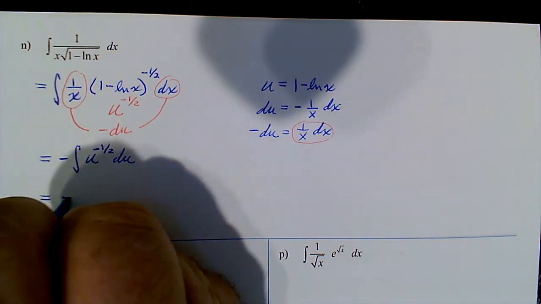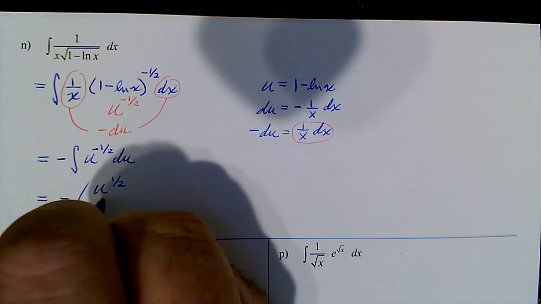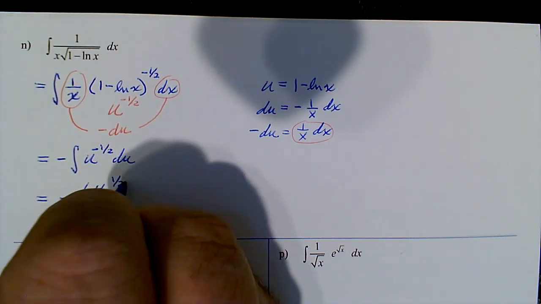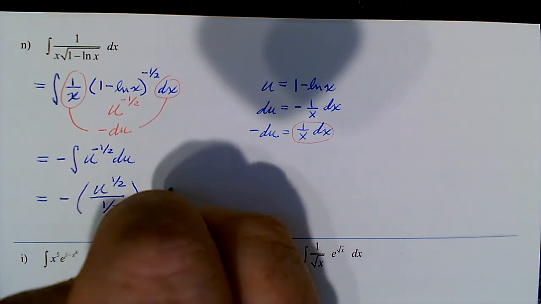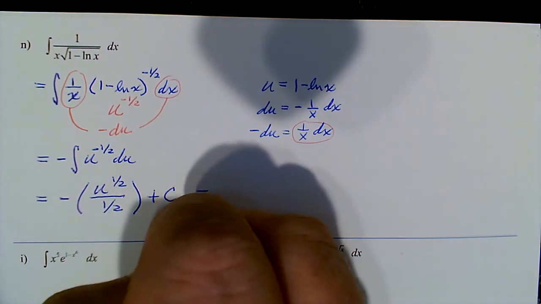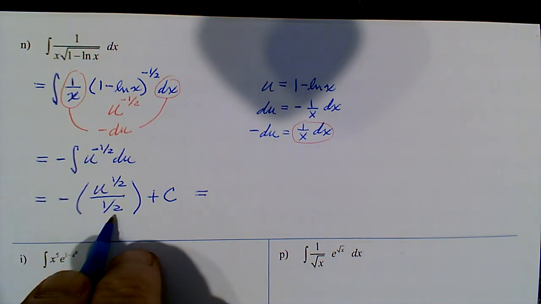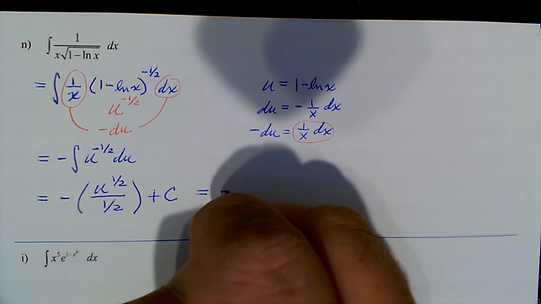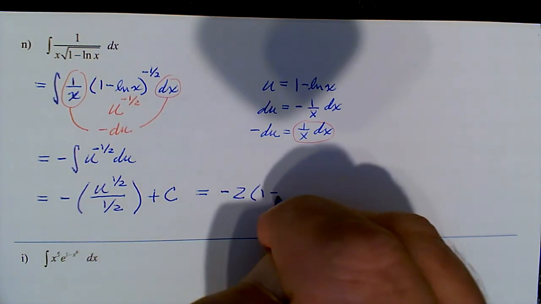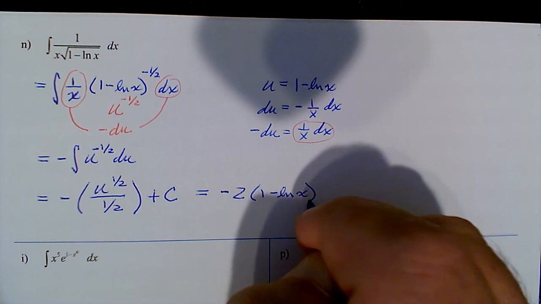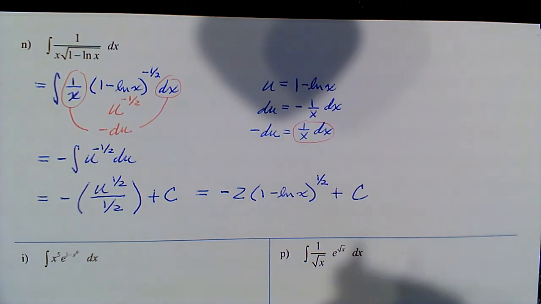And now integrating, the negative tags along, u to the negative 1/2 integrates to be u to the power 1 greater, which is positive 1/2, divided by that new exponent, add our constant of integration. And I'll just finish it off to the right here, dividing by a fraction, invert and multiply, so that becomes, carry along the negative 2, and put back our u, 1 minus natural log of x, now to the positive 1/2, and then plus our constant of integration.